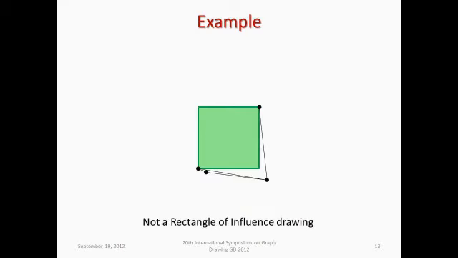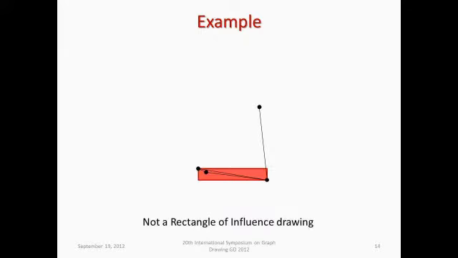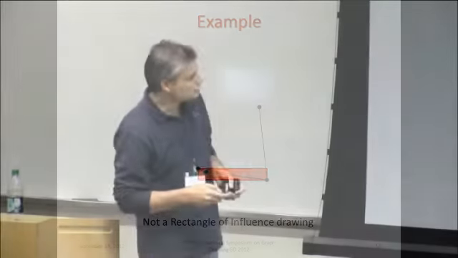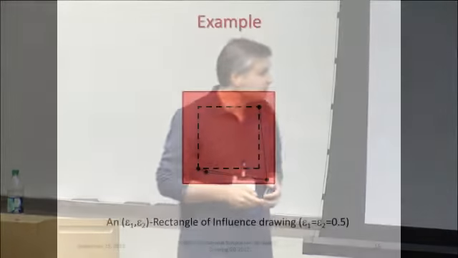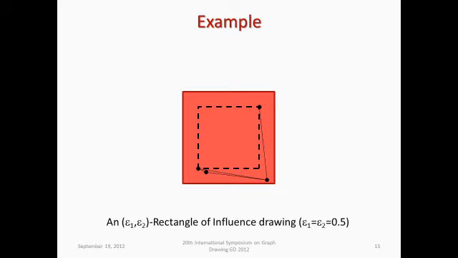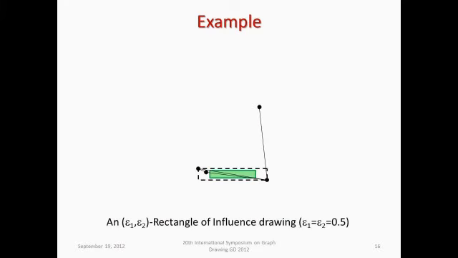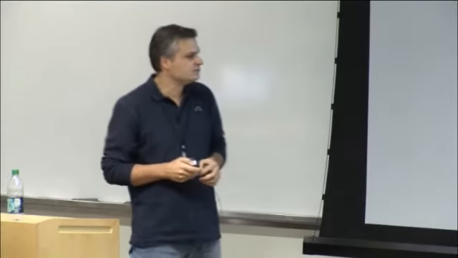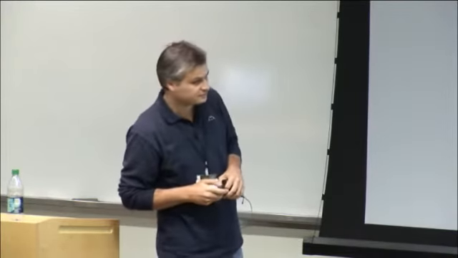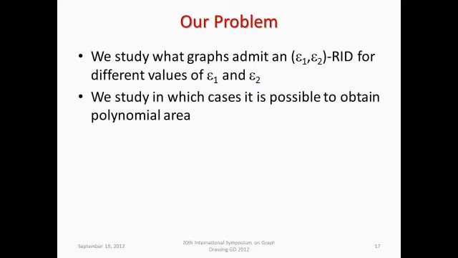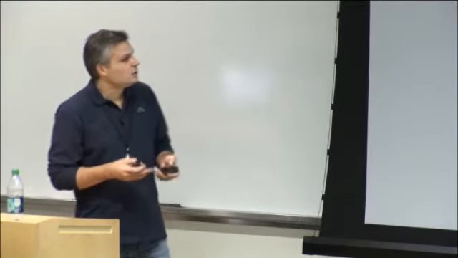This is not a rectangle of influence drawing because these two vertices are not adjacent, but their rectangle of influence is empty. And these two vertices are adjacent, but their rectangle of influence contains something. But if we choose epsilon 1 and epsilon 2 equal to 0.5, we have that the expanded rectangle of influence of those 2 points contains the whole drawing, so it contains some other vertex, and the shrunk rectangle of influence of these 2 points does not contain anything. So this is an epsilon 1, epsilon 2 rectangle of influence drawing for epsilon 1 and epsilon 2 equal to 0.5. Okay, so we study what graphs admit an epsilon 1, epsilon 2 rectangle of influence drawing for different values of epsilon 1 and epsilon 2. And we also investigated the area of the drawing. In particular, we investigated whether it is possible to obtain polynomial area in some cases.